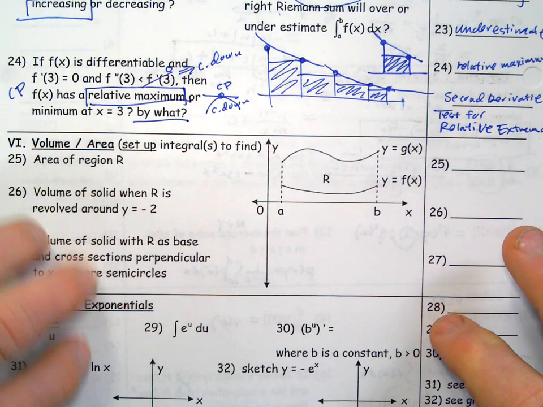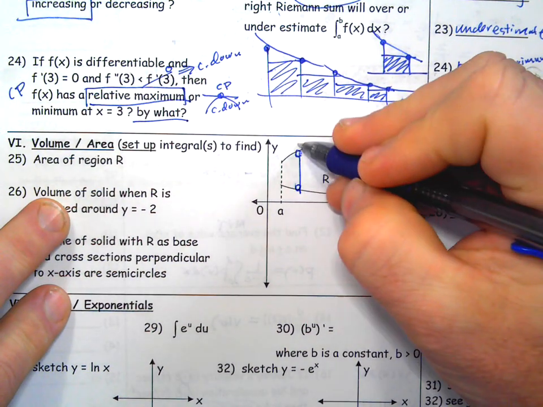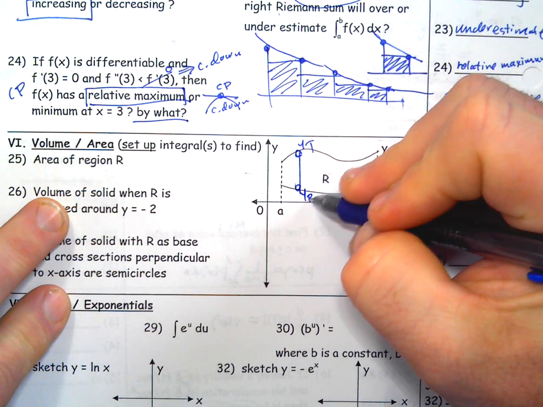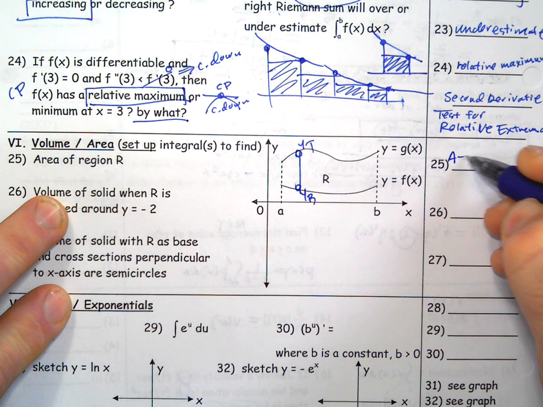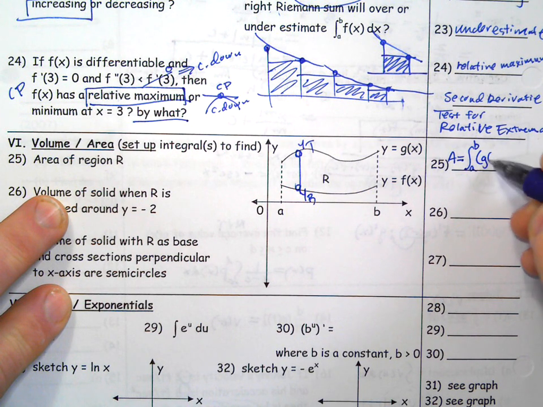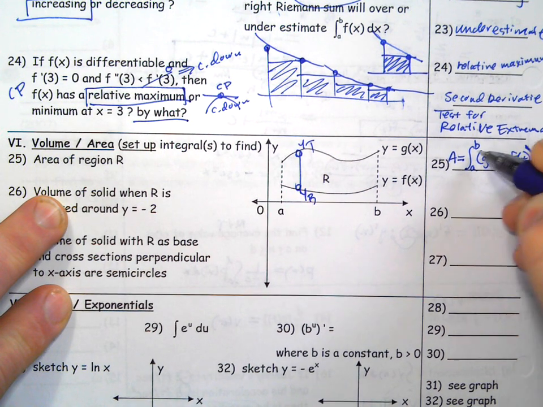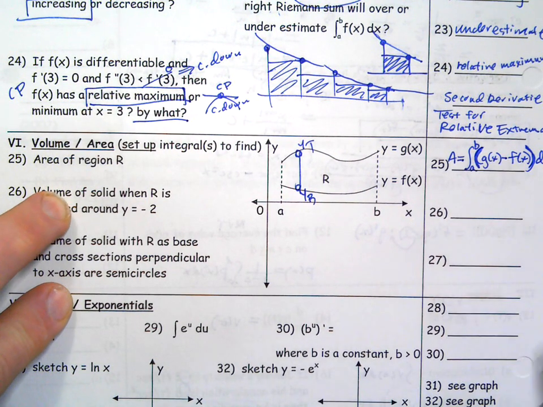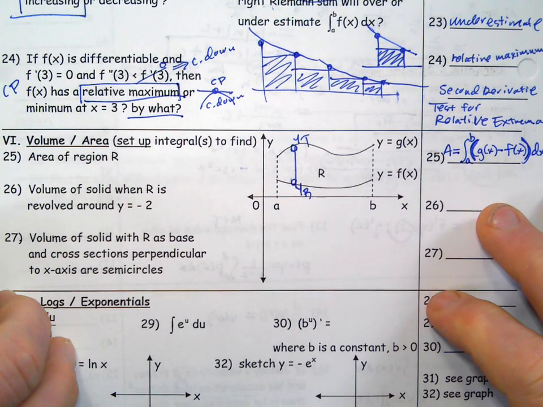25, area of the region R. Well, probably going to do vertical slices, y top minus y bottom. And so we're going to say that the area equals the integral a to b, top is g of x, bottom is f of x, and dx. You need parentheses around the whole thing. You've got to do g minus f. You need the dx. If you're missing any of those things, I'm taking off points.